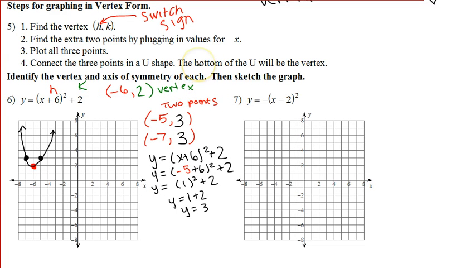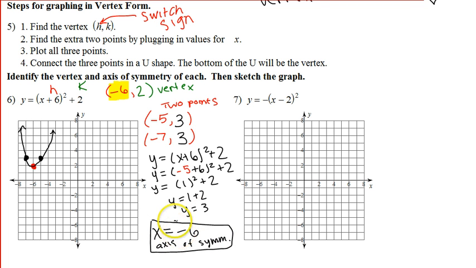The axis of symmetry is really easy to find. The axis of symmetry will be x equals, and it's just going to be the first number inside the vertex, in this case negative 6. So x equals negative 6. That is the axis of symmetry.